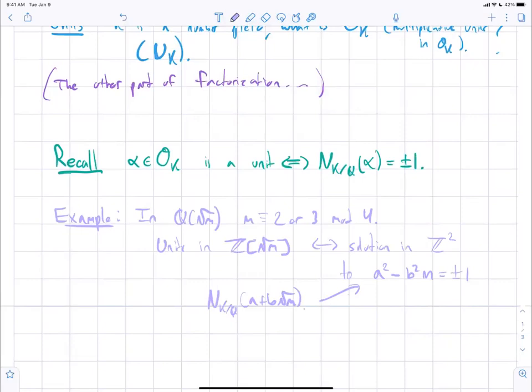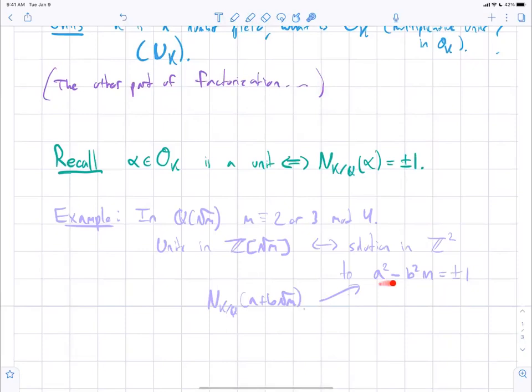Okay, so somehow when you're computing units, you're just solving this polynomial equation. So in that sense, it's a straightforward thing. I mean, it's very concrete what you have to do. But on the other hand, unfortunately, it's a polynomial equation.